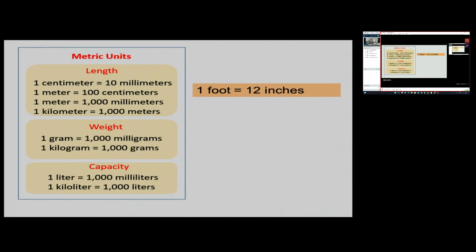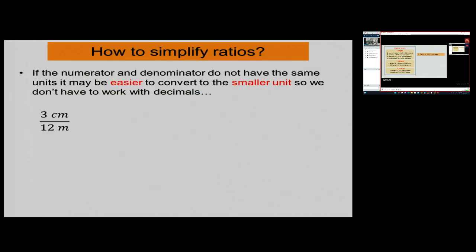Okay? Now let us have this one. Finished, right? Let us have this one. Let us try to find the ratio of these numbers. Let's simplify the ratio. We have 3 centimeters to 12 meters. Again, how many centimeters in 1 meter? 100, right? So you will have here 3 centimeters.